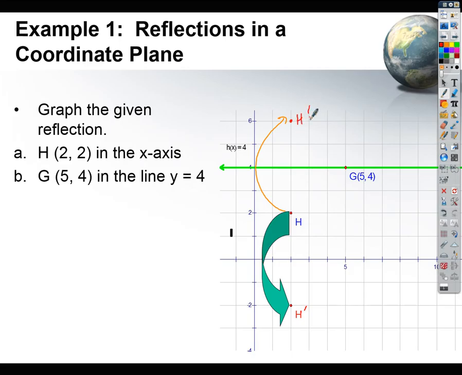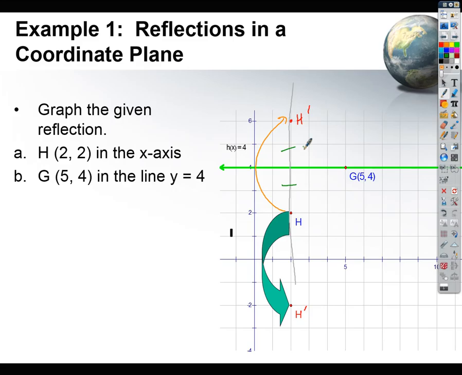Okay, we still get the same properties. Notice that H and H prime, they're on a line that is perpendicular to the line of reflection, right? The line of reflection is a perpendicular bisector of the segment connecting the points. So these segments are congruent, the distances are equal.